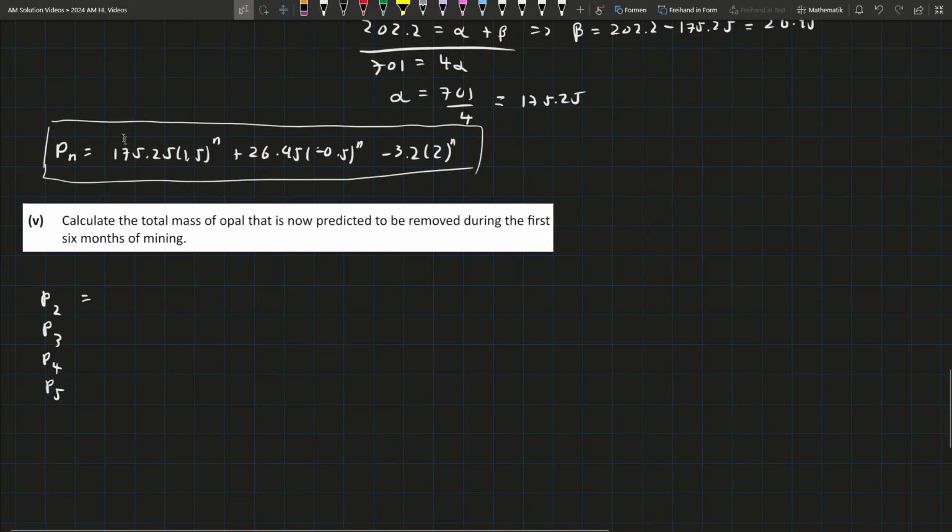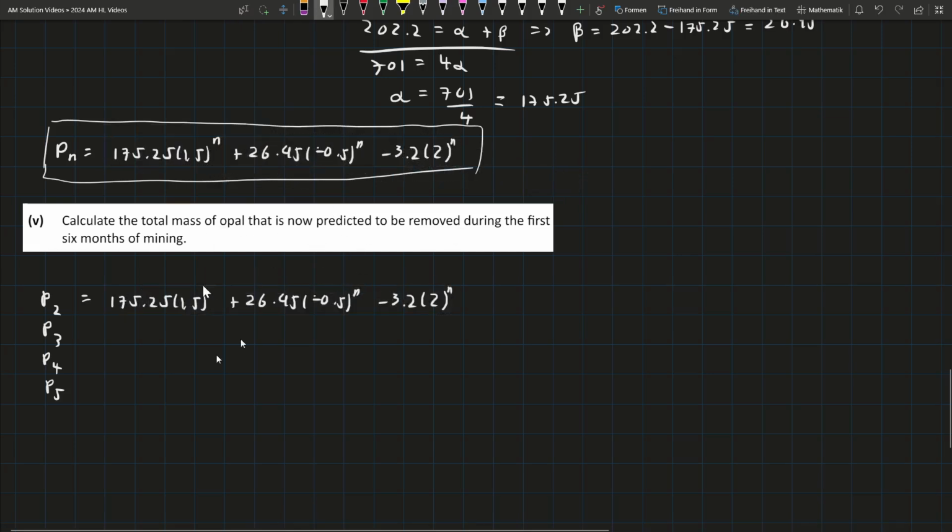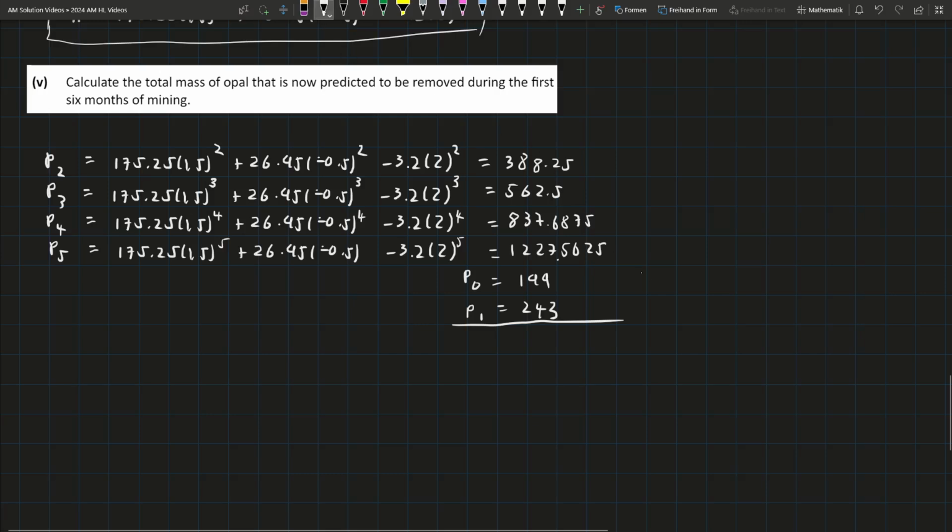So for example, for P2, it'll be this. Replace all those n's with a 2. Smack it into your calculator, and that'll be it. I'm not going to record myself doing it because it's just very boring, but I will cut to when I'm done and show you the answer. When you put all those into your calculator and add the first 6, you should get 3458 kilograms for how much they mined. And that's it.